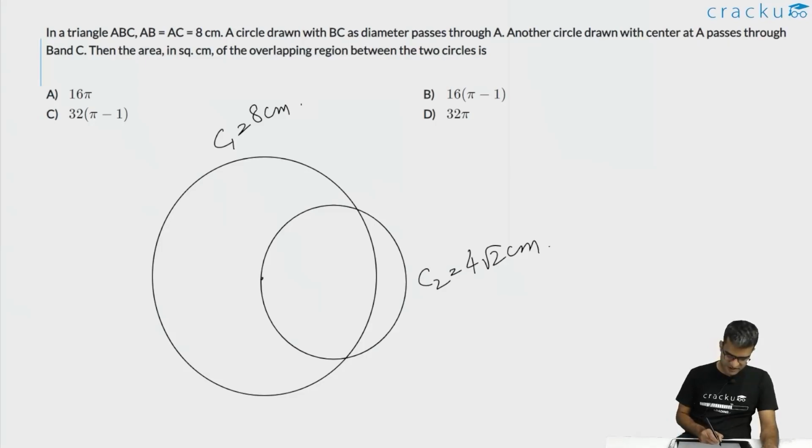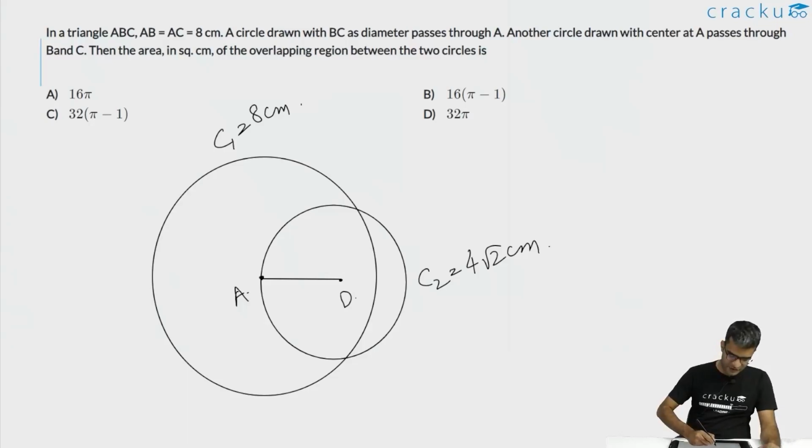We know that the smaller circle is passing through the center of the bigger circle, which will be A. Now let this point over here be the center of the smaller circle. Let this be equal to say D. Now let us connect A to D. What is the length of AD? That will be the radius of the smaller circle, which will be 4 root 2.